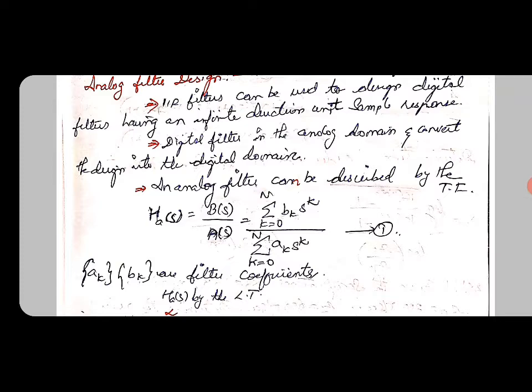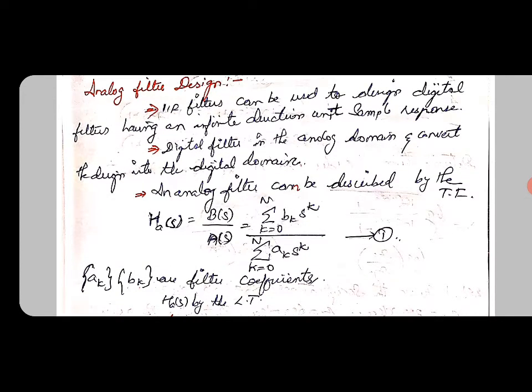An analog filter can be described by the transfer function, which is given by H_a(s) is equal to B(s) by A(s), that is summation of k is equal to 0 to n b_k s power k divided by summation of k is equal to 0 to n a_k s power k. Here a_k and b_k are termed as the filter coefficients.